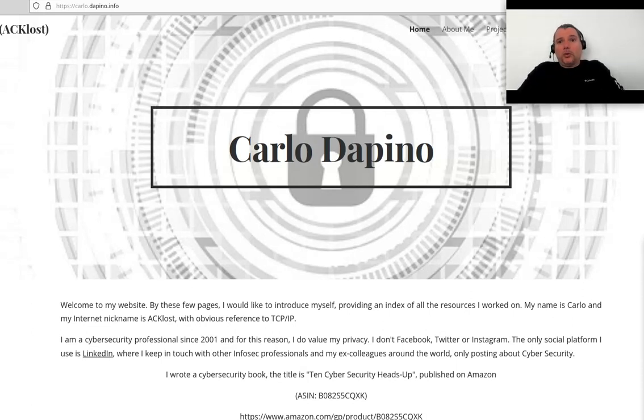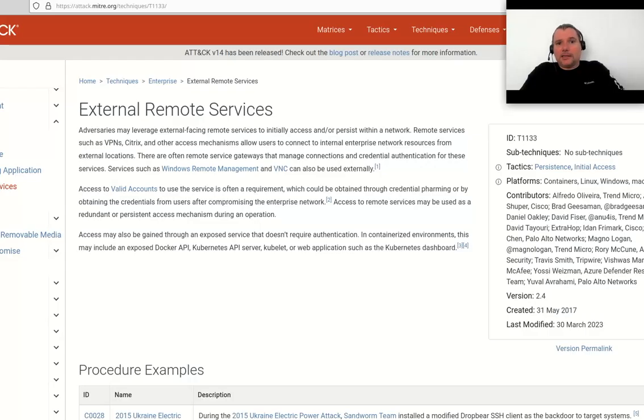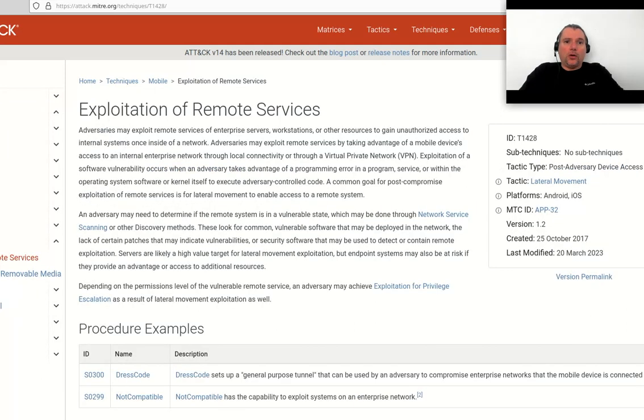Now, most of the time you are looking at remote services in terms of the techniques by which they got exploited. They are really independent from the platform. You can run these services also on mobile. I give you an example of some exploitation of remote services, for example, in Android and iOS with a lateral move.